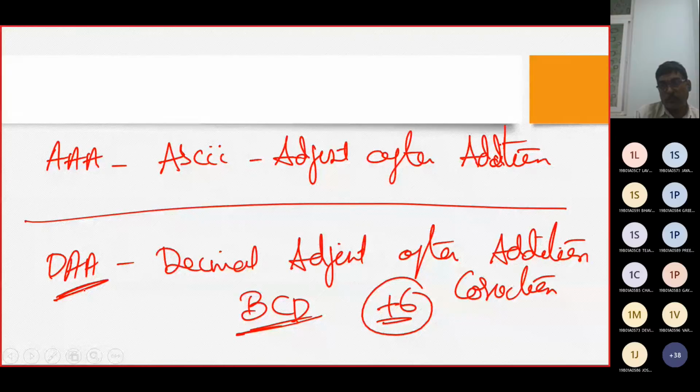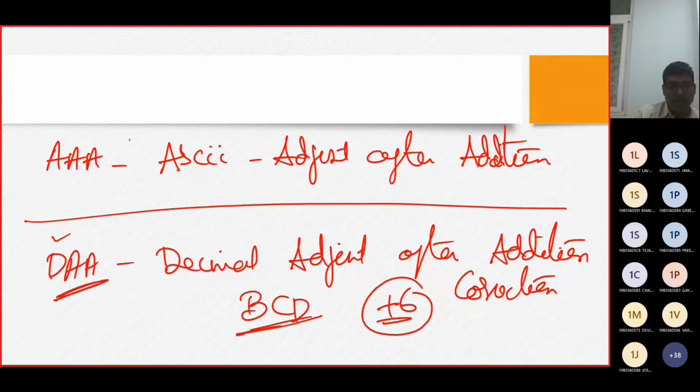In the previous class we discussed that we added +6 so that it will be neutralized to the BCD number. In order to neutralize those things into the range, we are going to use this instruction called DAA, that is decimal adjust after addition, and it is going to be used with BCD numbers. The next form was ASCII adjust after addition.